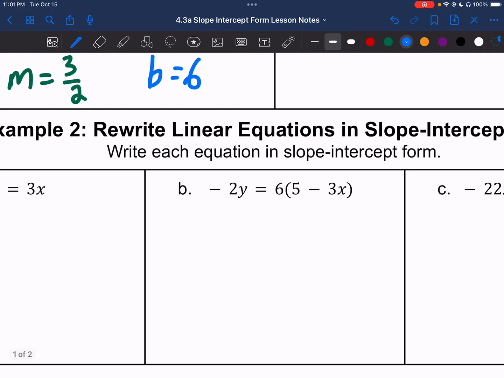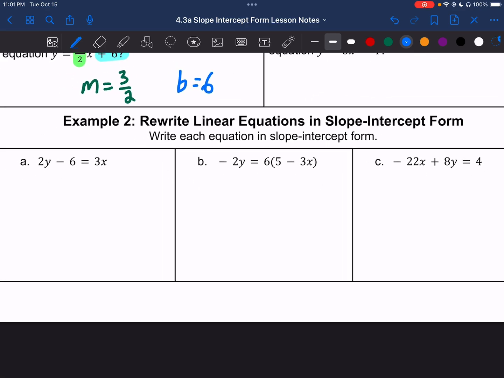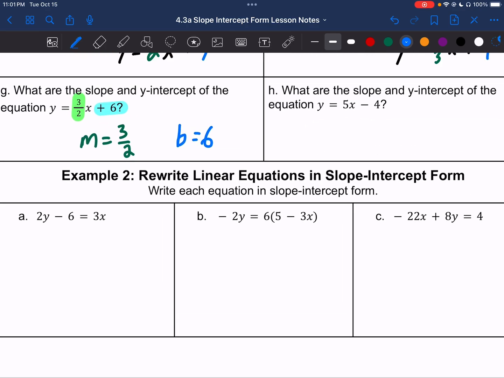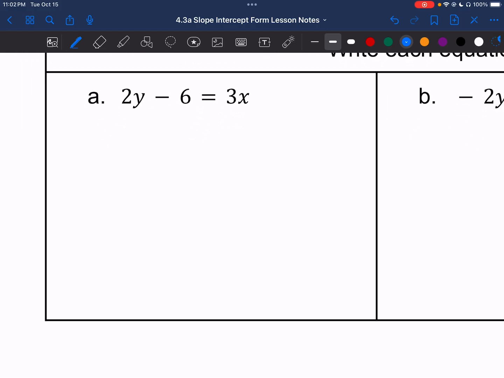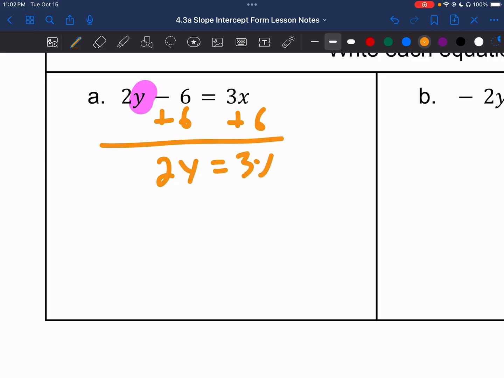So now we're going to do example 2, which is rewriting linear equations in slope-intercept form. And I want to convert what they're in to slope-intercept, which means that my goal is going to be, I want to isolate my y variable. So in order to isolate the y, my first step is going to be to add 6 to both sides. And we're going to get 2y is equal to 3x plus 6.